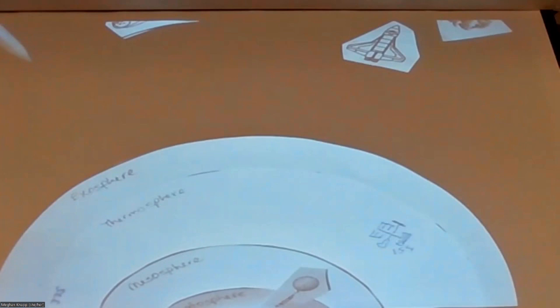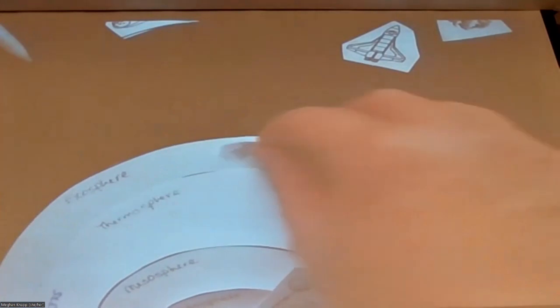So the Earth turns around once in a day. A plane flies from our country to another country over the course of half a day, but in less than 2 hours, these satellites can go all the way around. I find that really amazing.